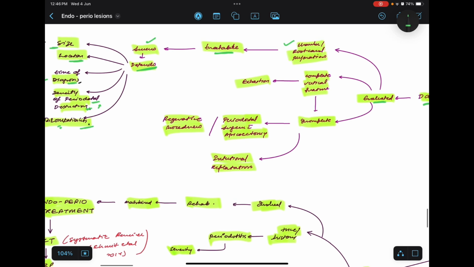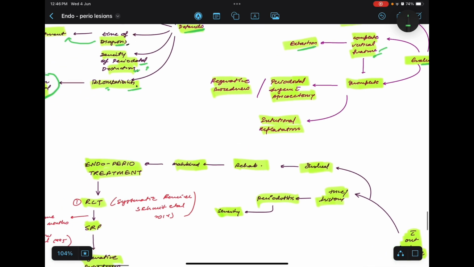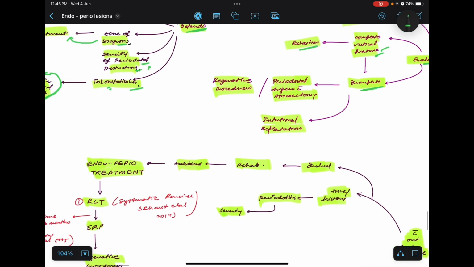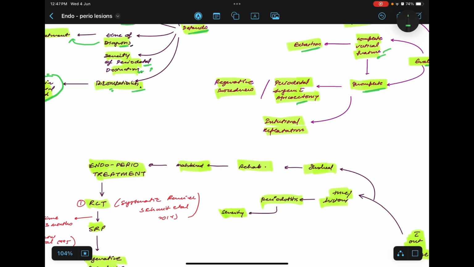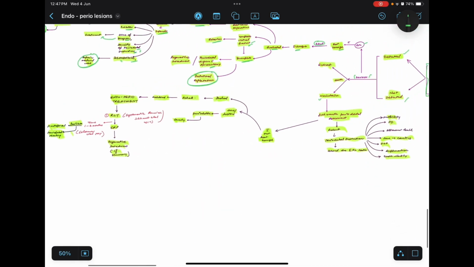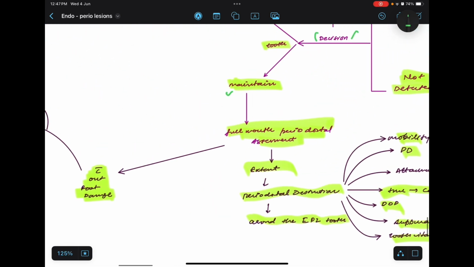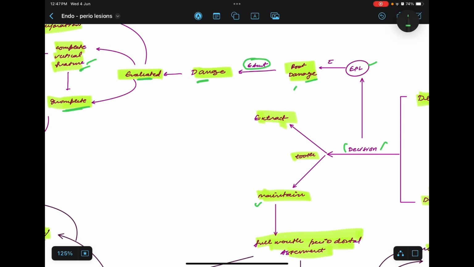Then if there is a complete vertical fracture, this will directly go for extraction. You can't do anything about it. Straight up extraction. Now, if it is incomplete, then you can go for periodontal surgeries such as episectomy or a regenerative procedure. Also intentional replantation after RCT. So this was about with root damage.